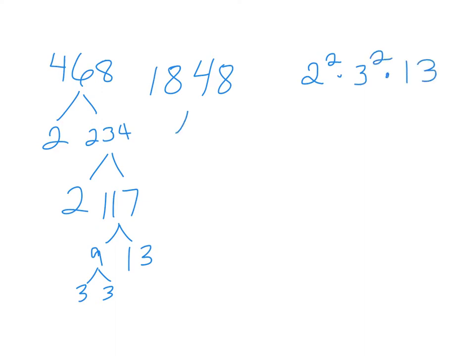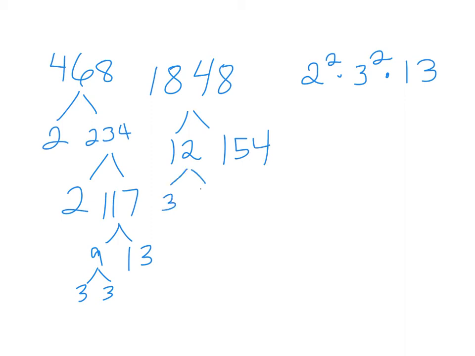Now, 1848. I can break that up into 12 because 1848 is a multiple of 3 and 4, so it's automatically a multiple of 12. So that's 12 times 154, and all I did was use a calculator to divide that.